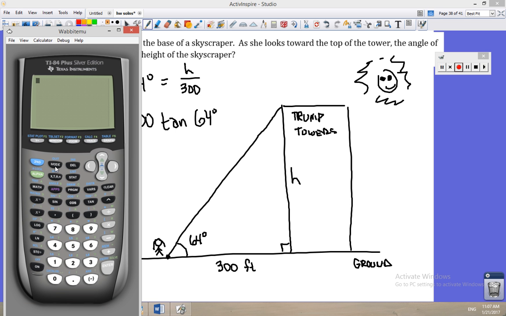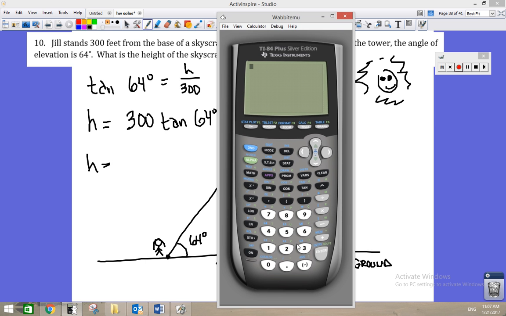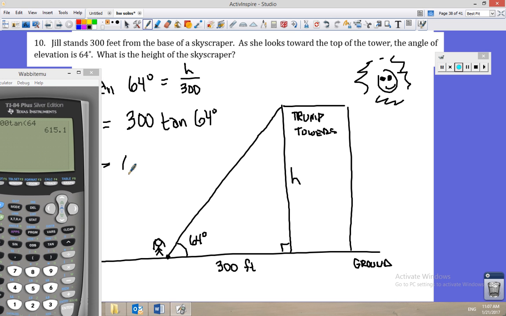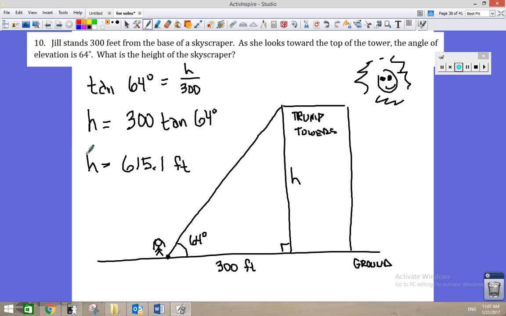So let's check the mode. We are in degrees, and if we just round it to the nearest tenth, let's take 300 times the tangent of 64, 615.1. So 615.1, and the 300 was in feet, so the height of the tower is in feet. So there's our answer for this one. Let's do the next one.